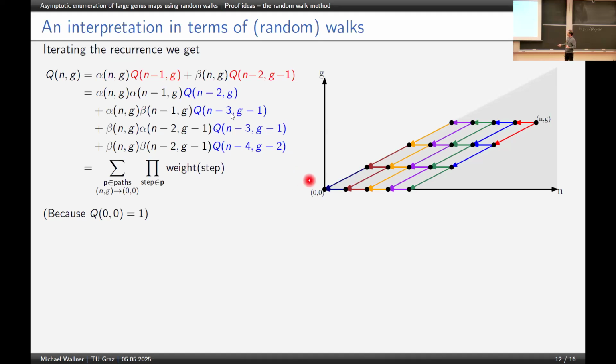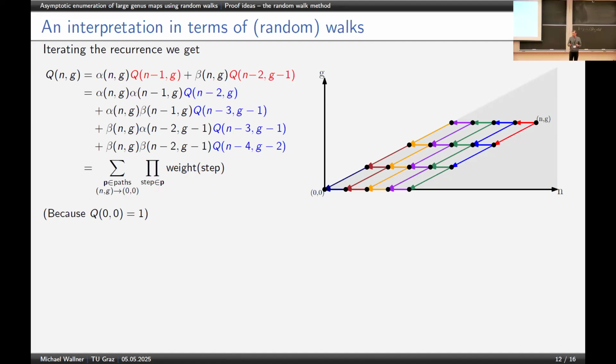At the end of the day, the recurrence tells me that Qnj is nothing else than the sum over all paths from ng with these steps, in this lattice, to 0, 0, where of course we have to be careful with the weights. Here it's important that Q00 is 1, but we can rescale everything. So here we have an interpretation in terms of walks.